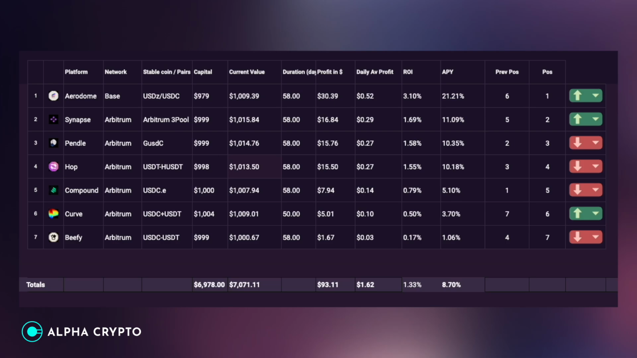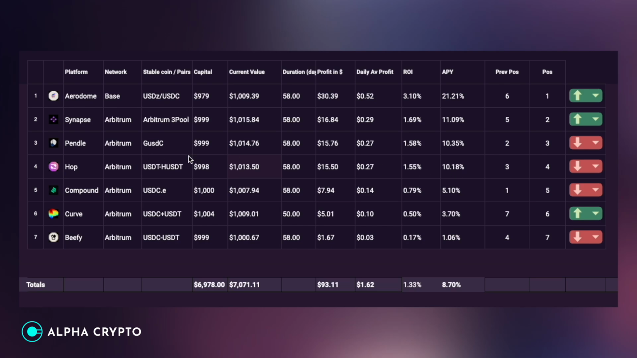So we just claimed all our rewards and swapped them for the corresponding stablecoin that we're pooling in, and we've also recompounded that amount into the respective pool or stablecoin platform that we're currently using. So Aerodrome at number one, we compounded everything back in, we've made a profit of around $30.39. That gives us an APY of around 21.21%, which is very high. Synapse in number two at 11.09%, Pendle at number three at 10.35%, and Hop at number four with 10.18%.